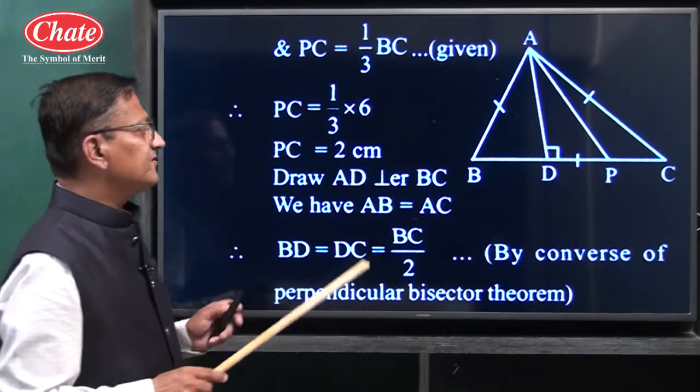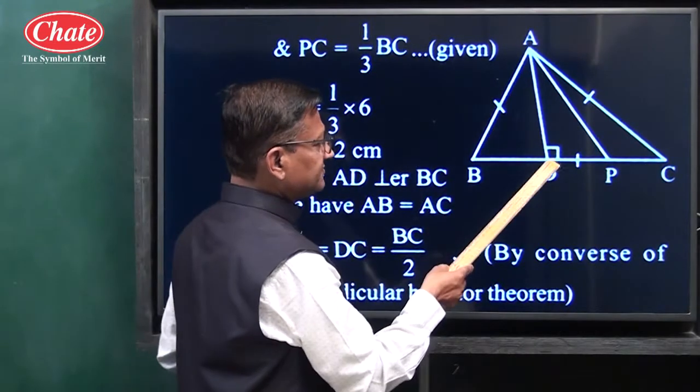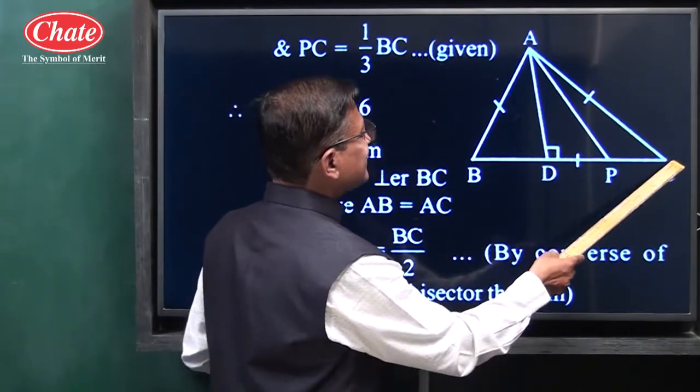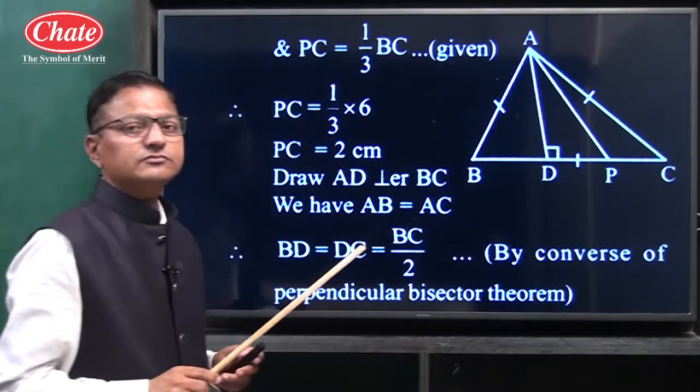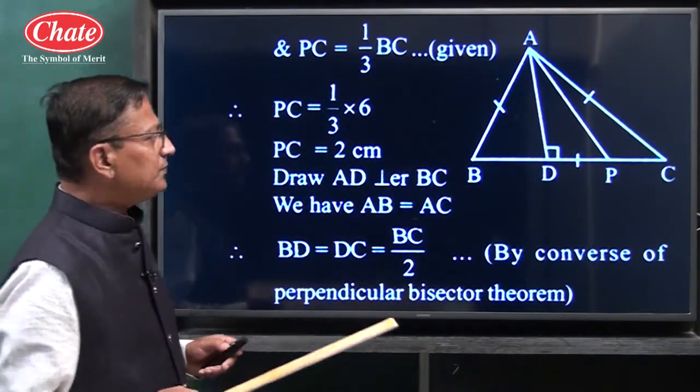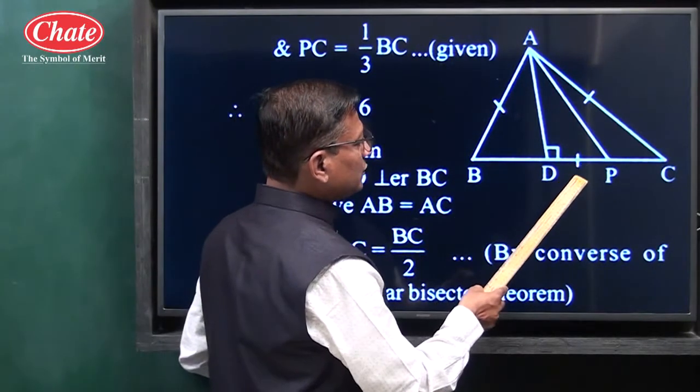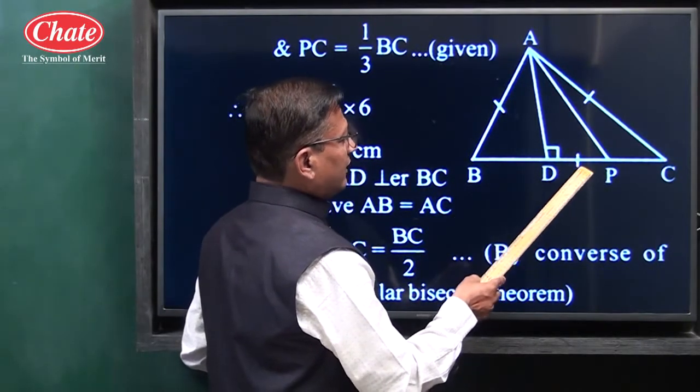In the second method, see here, this is the height. So DC is equal to 3, AC is equal to 6. So DP is equal to 1. DP is equal to 1.